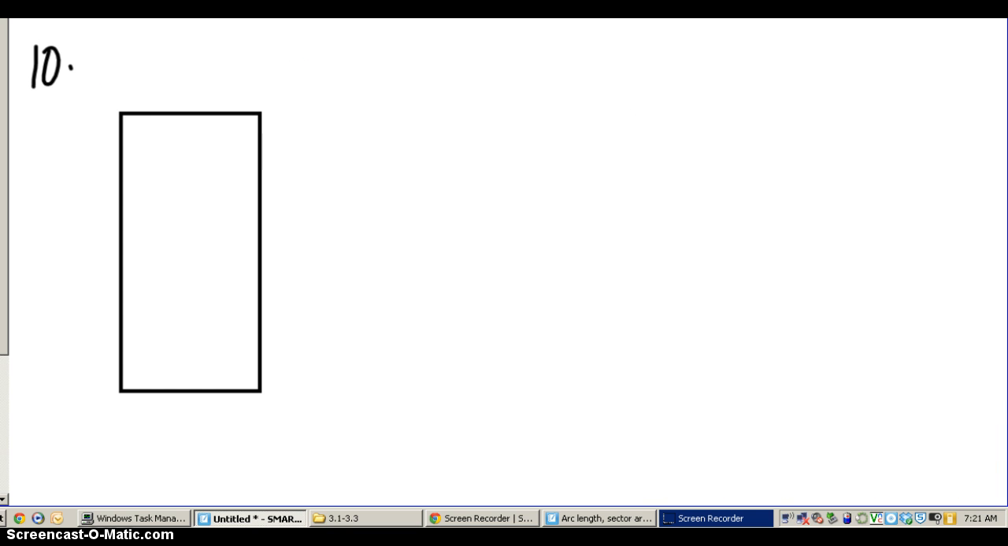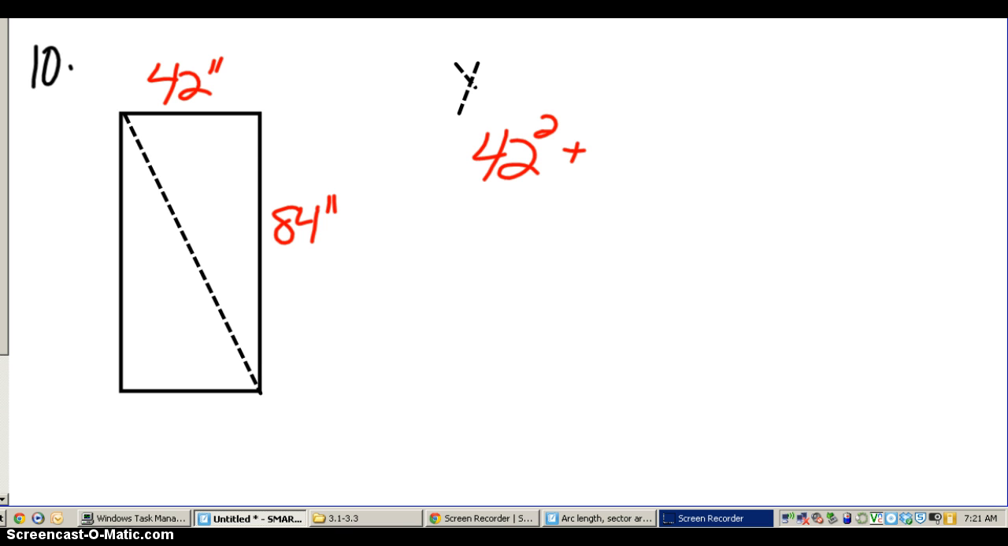Okay, our last one, number 10, gives us a table, and we're going to have to check out that diagonal because it's 42 wide and 84 tall. So the table is 96 inches in diameter, so clearly she's going to have to put it in on a diagonal inside. So if we take a look at this, we have Pythagorean theorem finding the hypotenuse. So we have 42 squared plus 84 squared is equal to x squared.